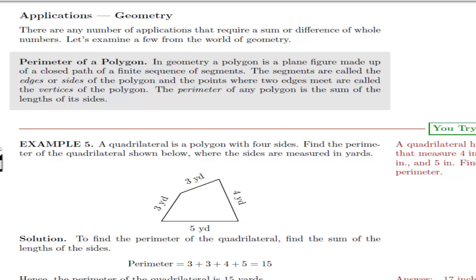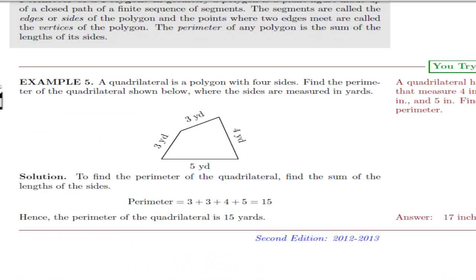Applications: Geometry. There are any number of applications that require a sum or difference of whole numbers. Let's examine a few from the world of geometry. Perimeter of a polygon. In geometry, a polygon is a plane figure made up of a closed path of a finite sequence of segments. The segments are called the edges or sides of the polygon, and the points where two edges meet are called the vertices of the polygon. The perimeter of any polygon is the sum of the lengths of its sides.